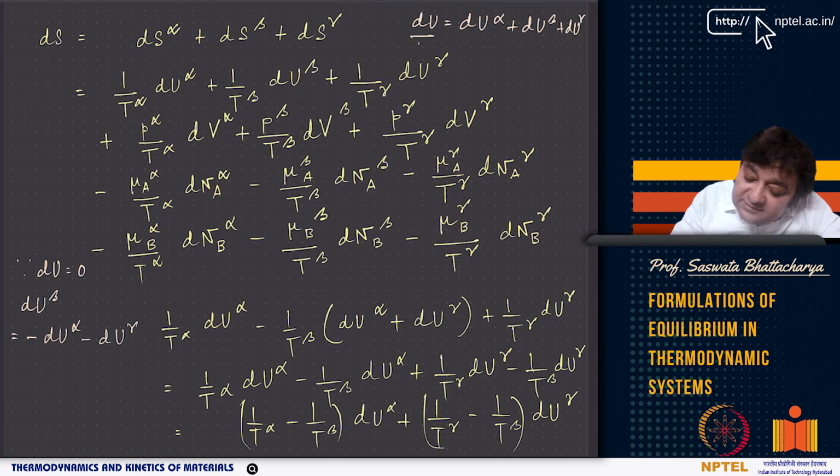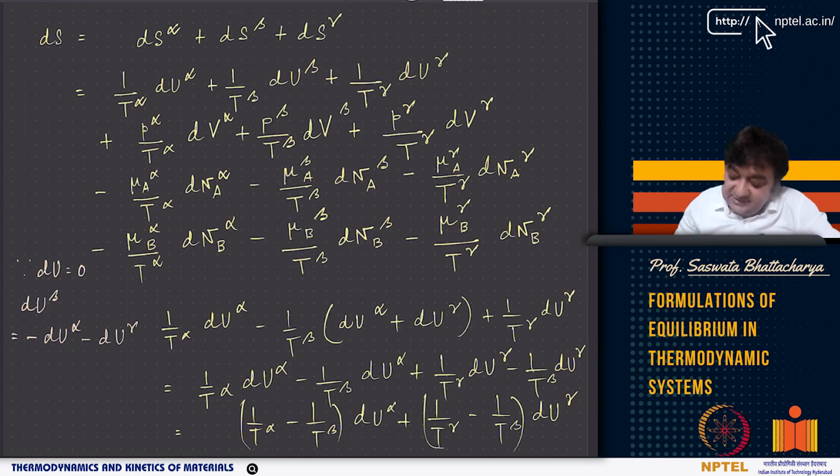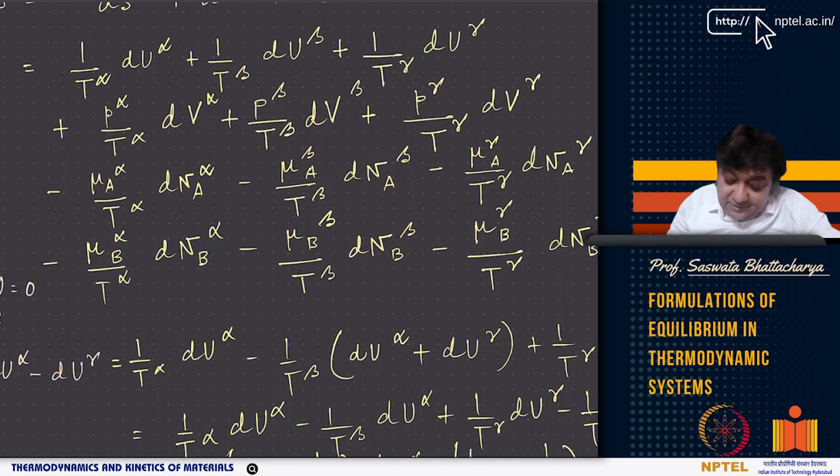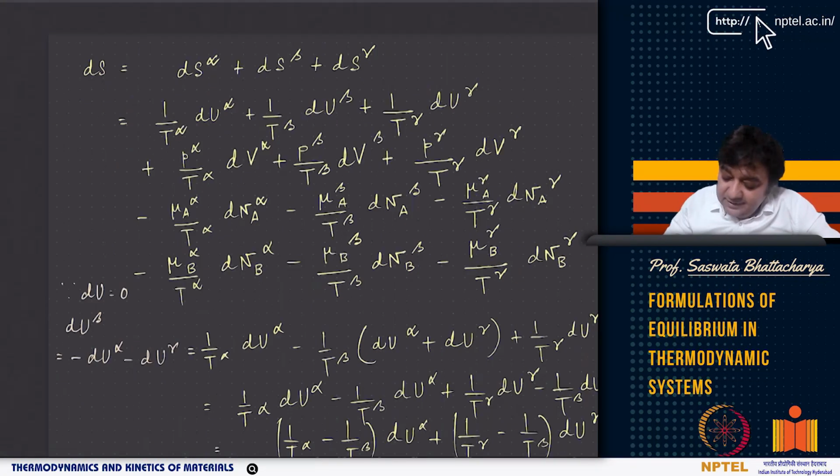Now dU itself is 0, right? So therefore dU beta is minus dU alpha minus dU gamma, right? So if it is clear, now we can see one very interesting thing here. Now we can write this as 1 by T alpha dU alpha, we keep it as it is, but plus 1 by T beta dU beta, you have written minus 1 by T beta (dU alpha plus dU gamma), right? It is a minus common, right?